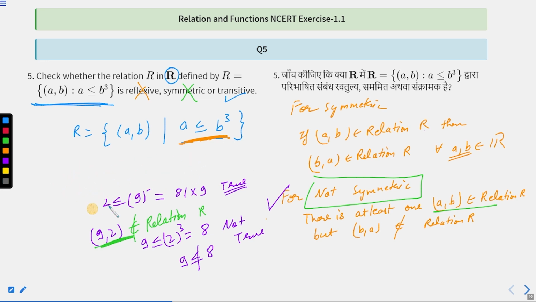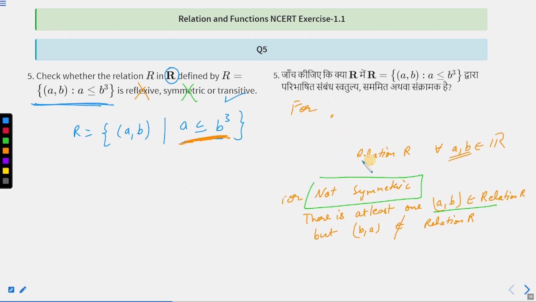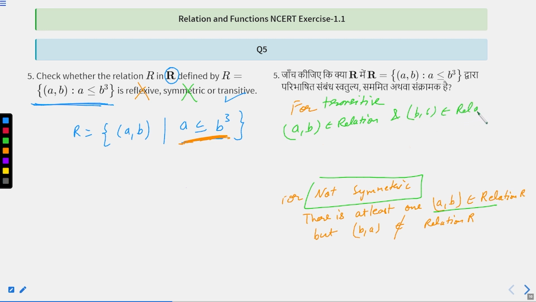Now let's check for transitive. For transitive, if you recall, if (a, b) belongs to the relation R, and (b, c) also belongs to the relation R, then (a, c) belongs to relation R for every a, b, c in the reals, then we say that it is transitive.